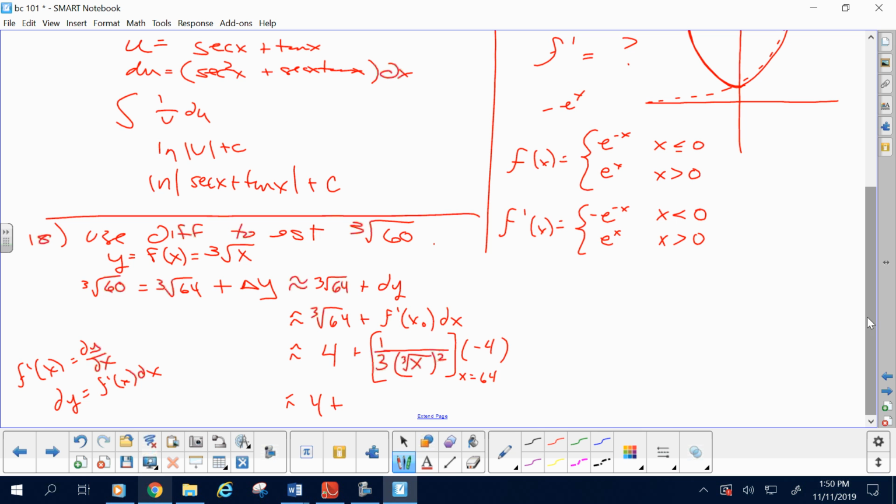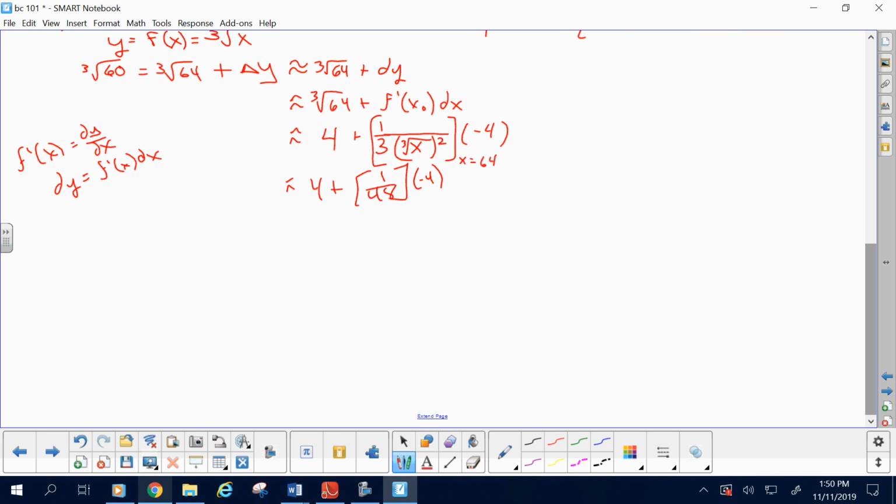4 plus, how does the denominator come out? What's the cube root of 64, squared, times 3? 48, times negative 4. So it seems like 4 minus 1/12. So 3 and 11/12 plus. You follow me? Yes. Okay.